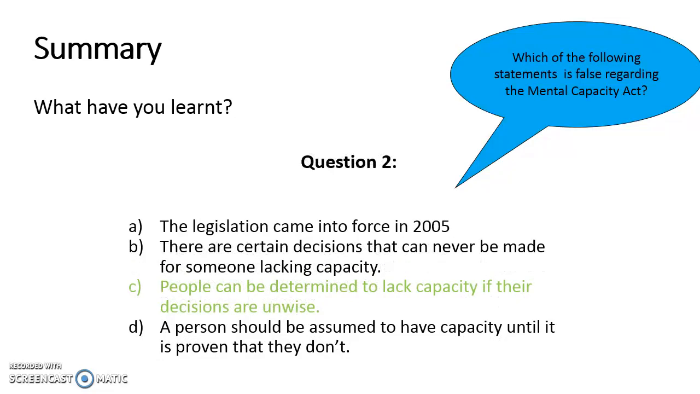The correct answer is C. People can be determined to lack capacity if their decisions are unwise. A person can never be detained under the Mental Capacity Act if their decisions are just thought to be unwise. There needs to be a medical reason for detaining them under such an act.